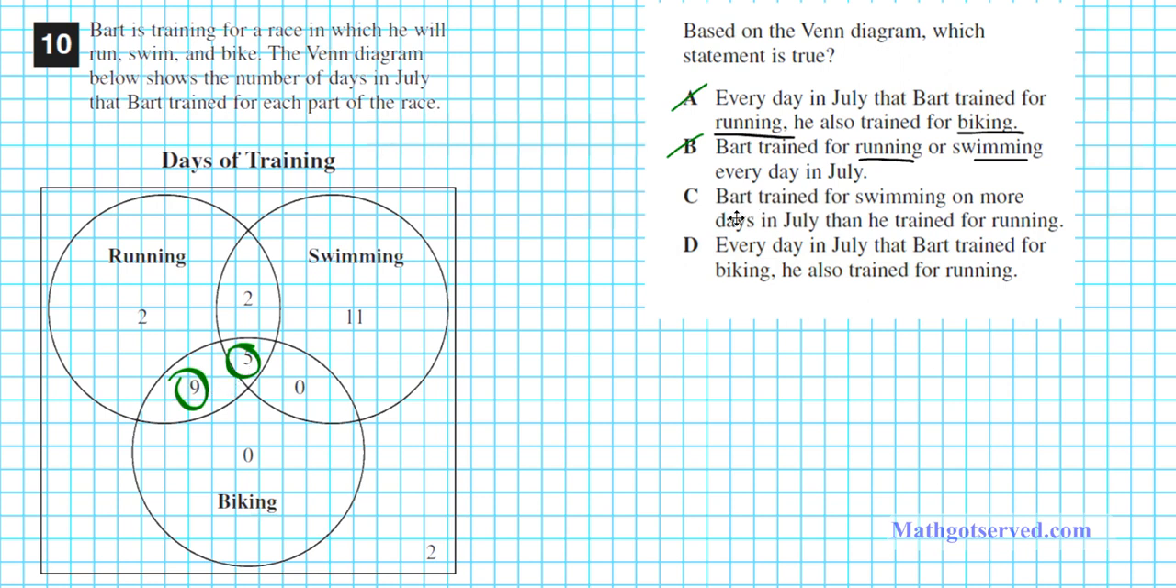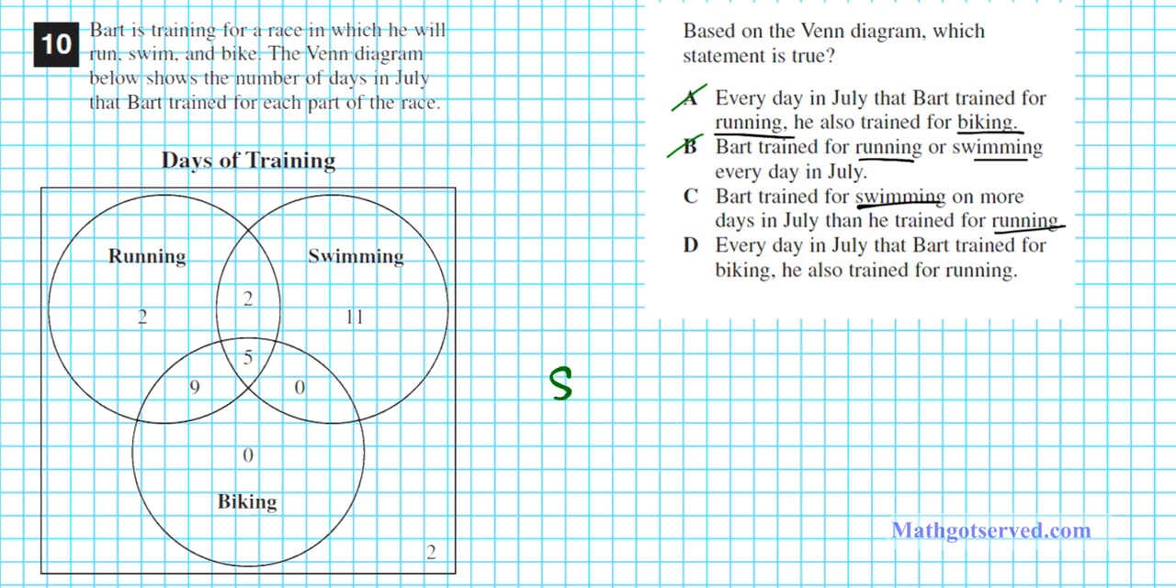Now let's look at option C. It says Bart trained for swimming on more days in July than he trained for running. Okay, so all we simply do is find the number of days that Bart swam and the number of days that Bart ran, and see if we have more swimming days than running days. Okay, so how many days did Bart swim?